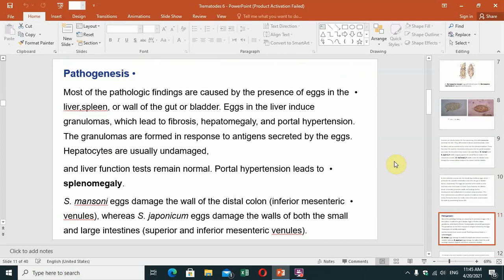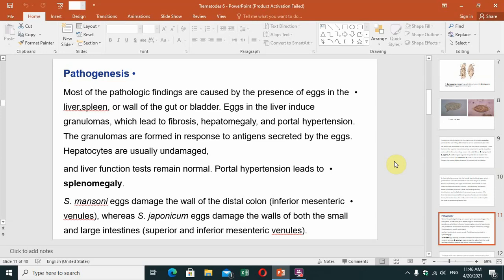Regarding the pathogenesis, most of the pathologic findings are caused by the presence of the eggs in the liver, spleen, or wall of the gut or the bladder. Eggs in the liver induce granulomas, which lead to fibrosis, hepatomegaly, and portal hypertension. The granulomas are formed in response to antigens secreted by the eggs. The hepatocytes are usually undamaged and liver function tests remain normal. Portal hypertension leads to splenomegaly.